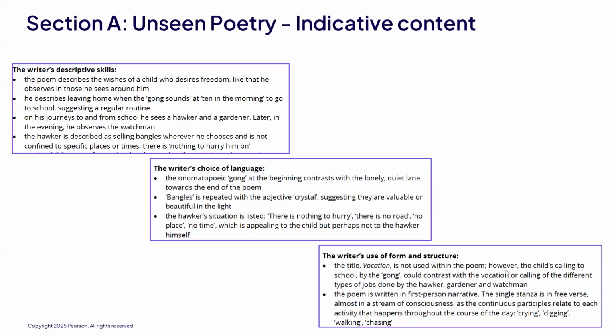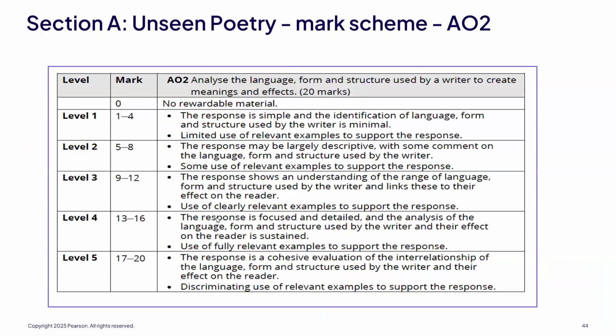Now, in terms of the mark schemes, this is what I meant when I said we use a levels-based mark scheme. Whilst we've got the indicative content of what students might talk about, this is really how they construct their arguments. There are two bullet points in this AO2 mark scheme. The first bullet point refers to language, form and structure, and the second refers to the references or examples they give from the poem.